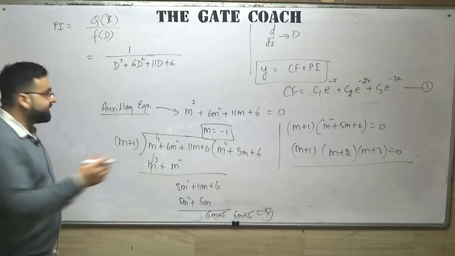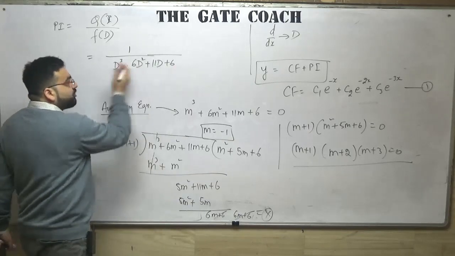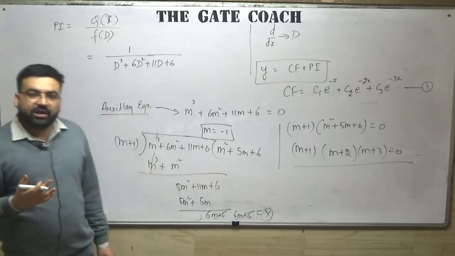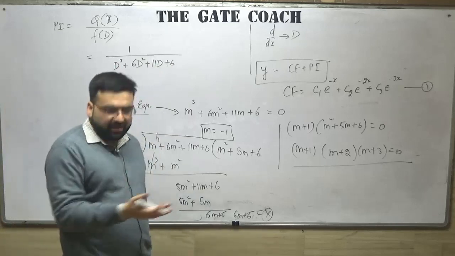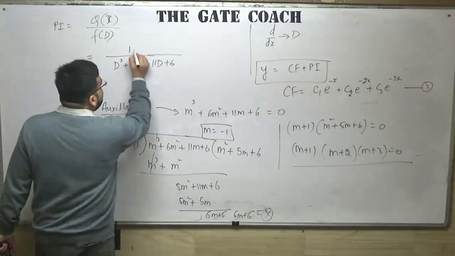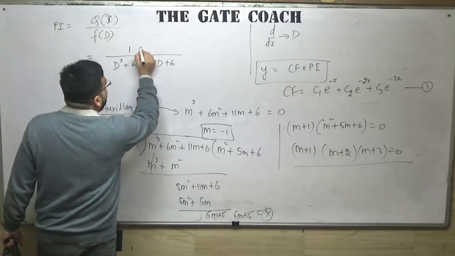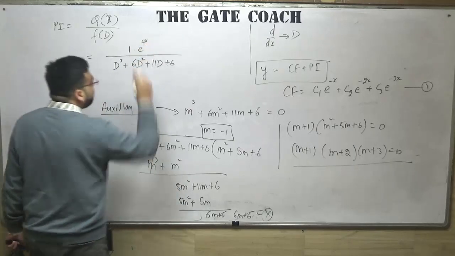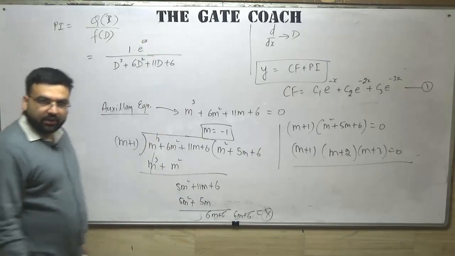It can be solved in two ways. Either you take 6 common and expand it with the help of binomial expansion. We have already done all these things in the class. Or there is one more method. The numerator can also be written as e raised to the power 0x. Clear?